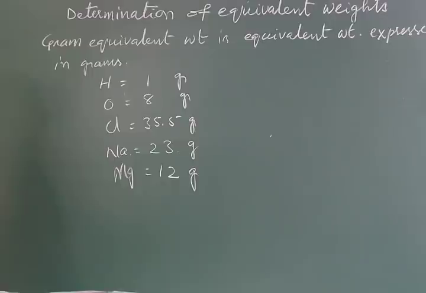Okay? The gram equivalent weight of a substance replaces or gains or combines Avogadro's number of electrons. Or the gram equivalent weight of a substance can combine with 1 gram of hydrogen or 8 grams of oxygen or 35.5 grams of chlorine or 23 grams of sodium or 12 grams of magnesium, and so on.